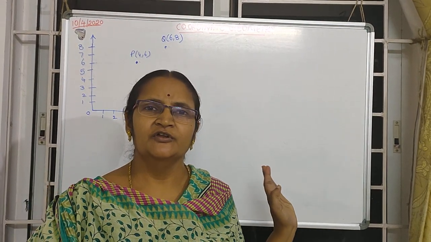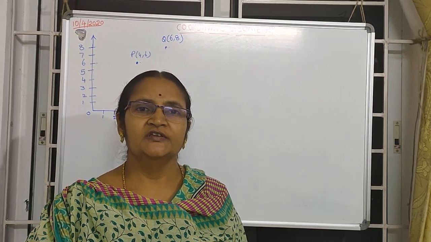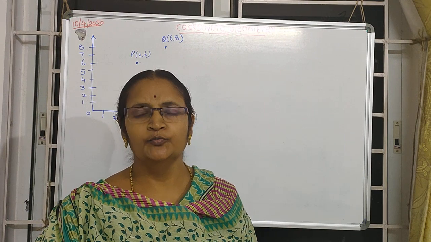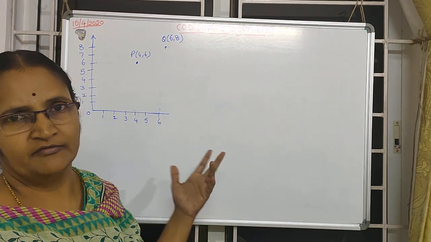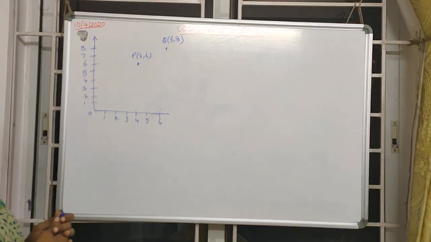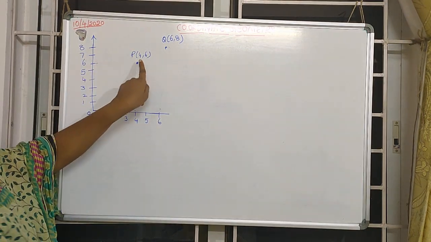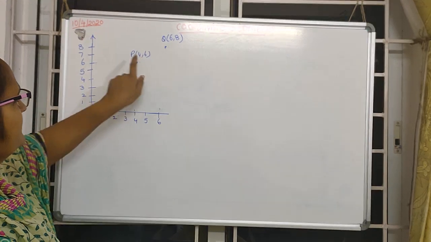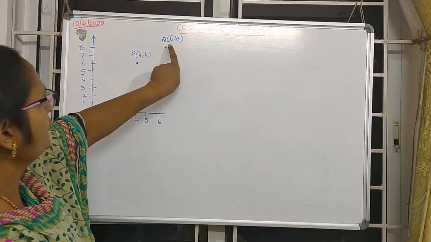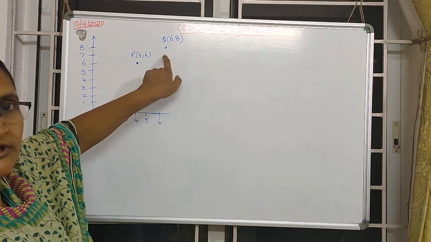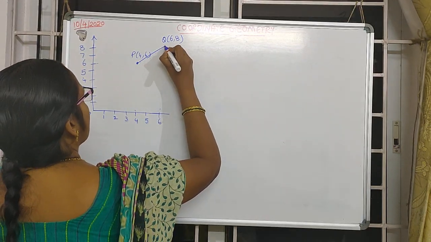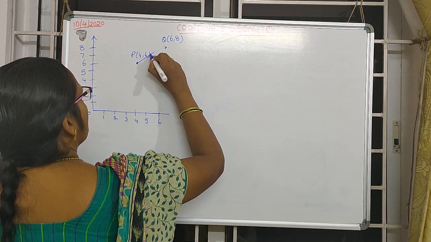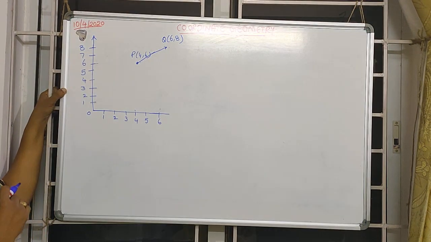Namaste. In this video, we are going to find out the distance between 2 points which are not lying on either the x-axis or the y-axis. Let us see how we are going to find it out. Now see, point P (4, 6) lies in the first quadrant and the point Q (6, 8) is also lying in the first quadrant. We want to find out the distance between these 2 points.